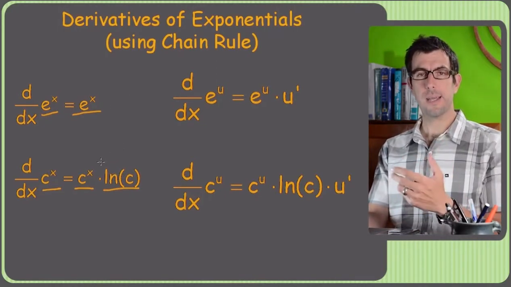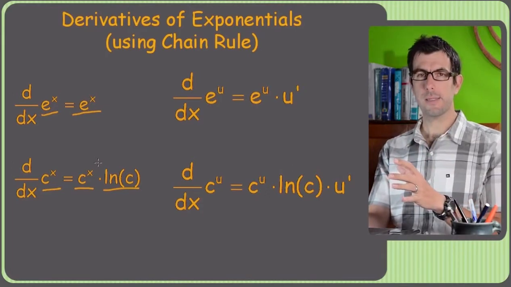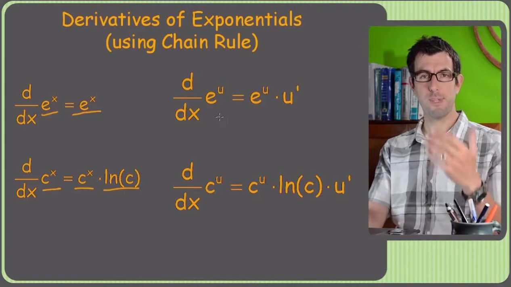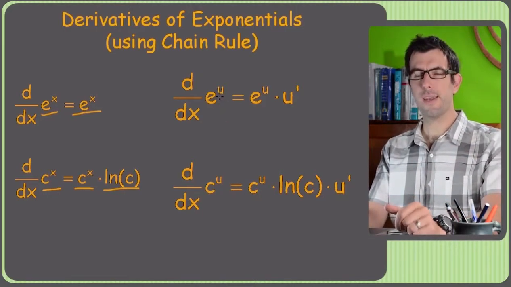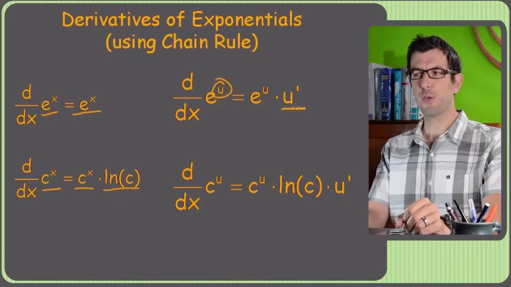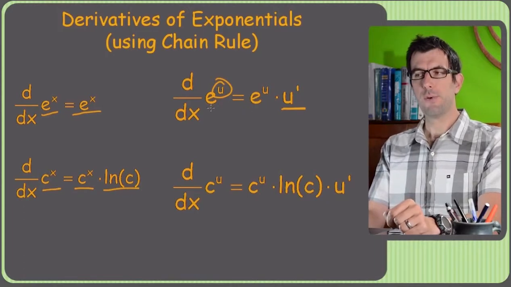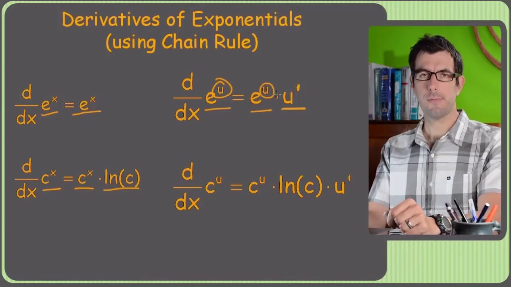When you ever see e to the x in calculus, it's pretty much always going to have an exponent other than x, which, as we've learned in these previous videos, we're going to call u, which means we're just going to have a u prime tacked on the end of the usual formula we had before. So the derivative of e to the u is e to the u times u prime. So just the derivative of that exponent.